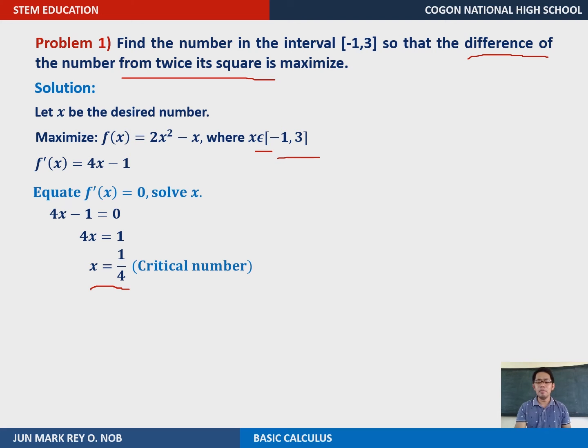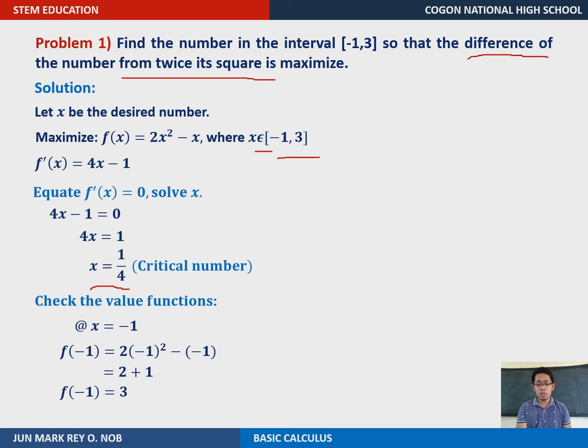Alright, at this time, we will be checking the function values, starting from the endpoints and then the critical point or the critical number. So let's solve first the value of the function at the lower limit of the given interval. At x equal to -1, we substitute the value of x, we simplify, and then we come up with f of -1 equal to 3.